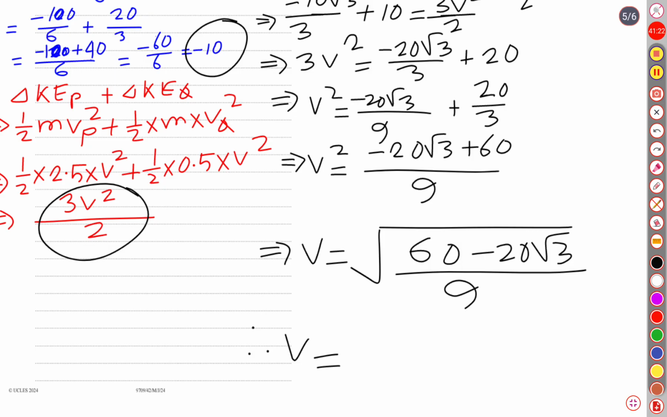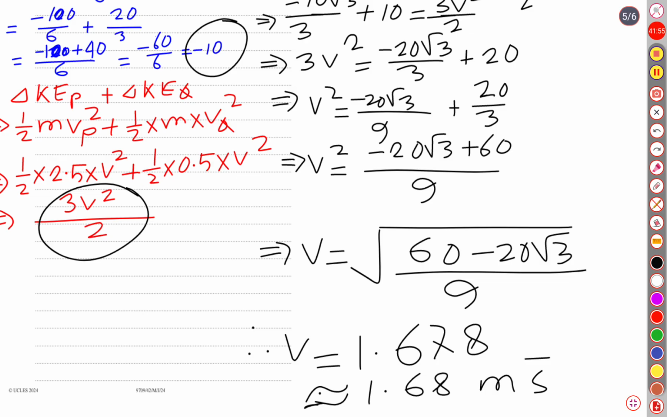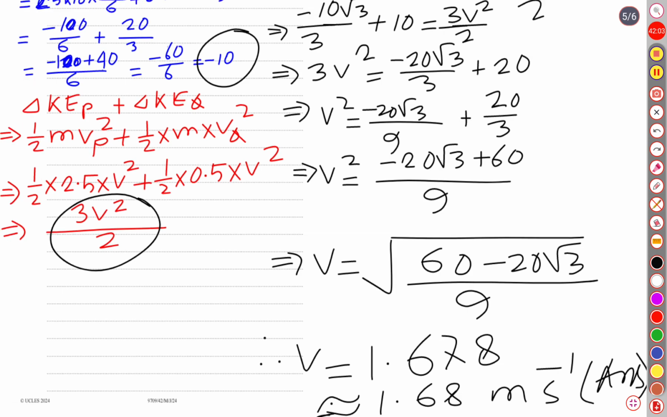Using my calculator, I got that the final velocity is equal to 1.678. If we round it up to three significant figures, it is going to be 1.68 meters per second. That is the final velocity of each of the particles, and that is how we will find our solution. Let's see the whole of the solution.